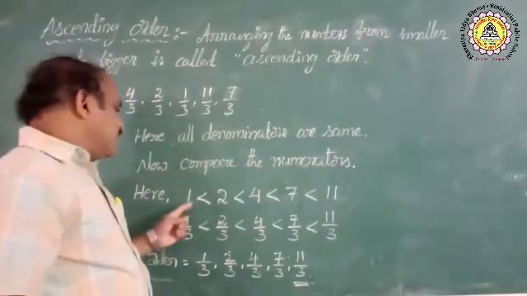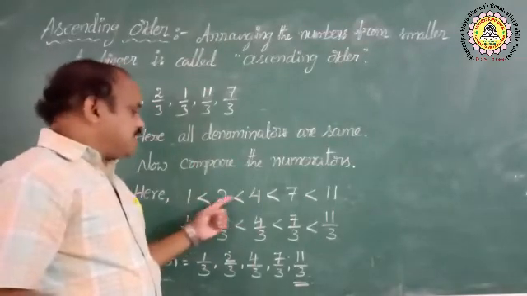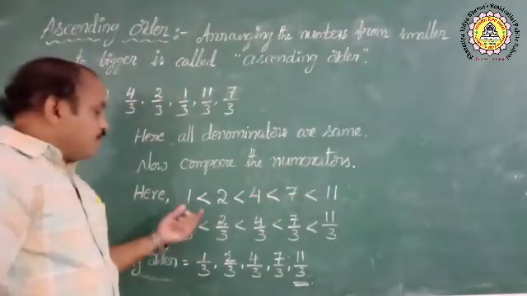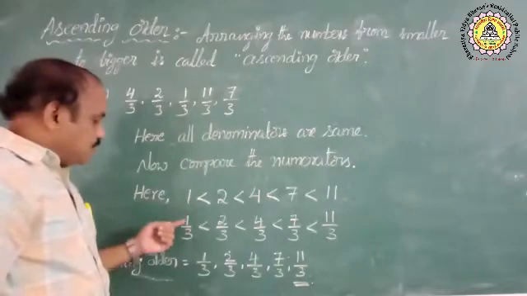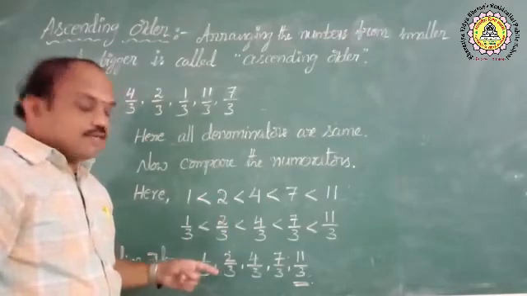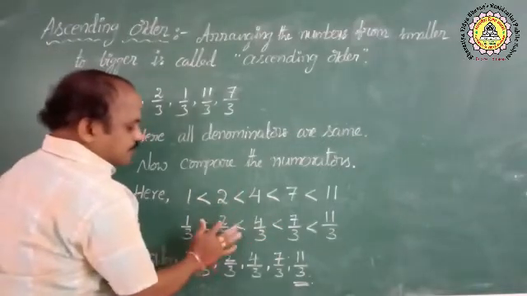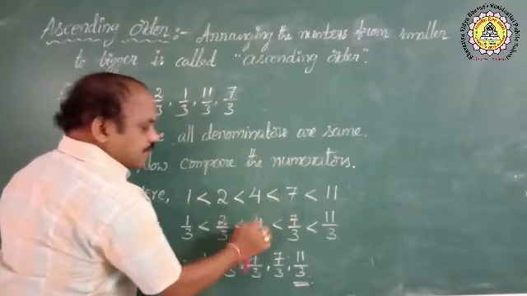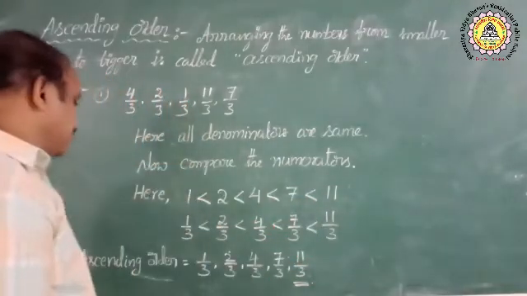Now, what is this indicating? We know 1 is less than 2, 2 is less than 4, 4 is less than 7, 7 is less than 11. If 1 is less than 2, then 1 by 3 is also less than 2 by 3. Like that, if 2 is less than 4, 2 by 3 is also less than 4 by 3. 4 is less than 7 means 4 by 3 is less than 7 by 3. If 7 is less than 11, then 7 by 3 is less than 11 by 3.